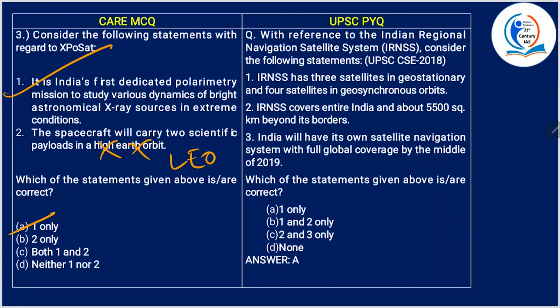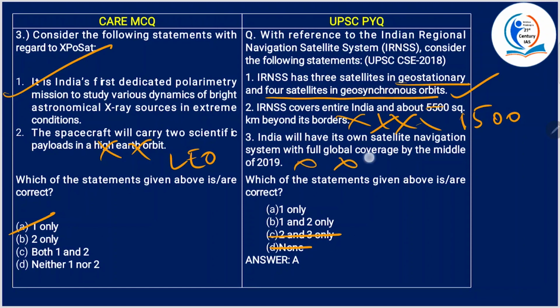Now, with reference to the IRNSS, consider the following statements. One: IRNSS has 3 satellites in geostationary and 4 satellites in geosynchronous orbits. This is correct. Two: IRNSS covers the entire India and about 5,500 square kilometers beyond its borders. No, this is wrong because it is 1500, not 5,500. So when 1 is correct, C is gone, D is gone, and 2 is also gone, 3 anyway it's not there. So A is the answer. You don't need to read 3 also.